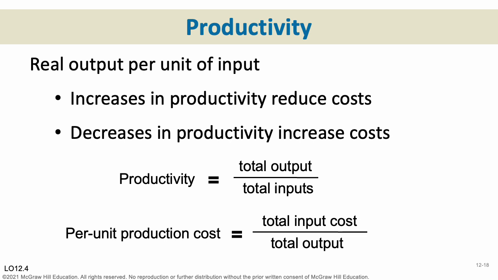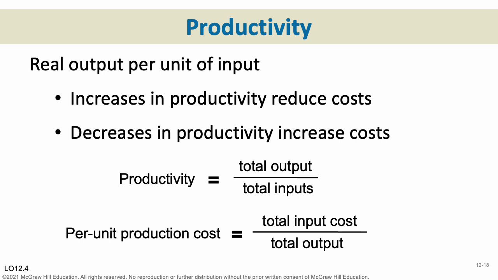What is productivity? Well, productivity is your real output per unit of input. So to calculate it, you might see a question asking to calculate it. It's your total output over your total inputs. So becoming more productive is a good thing. It means we can make more for less, and it'll drop your cost. And the more productive you are, the cheaper you can make. The less productive you are, the more expensive you can make.